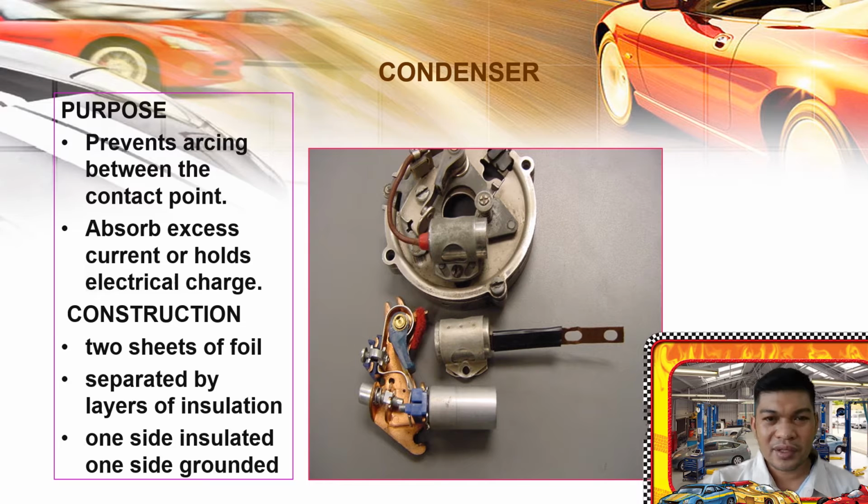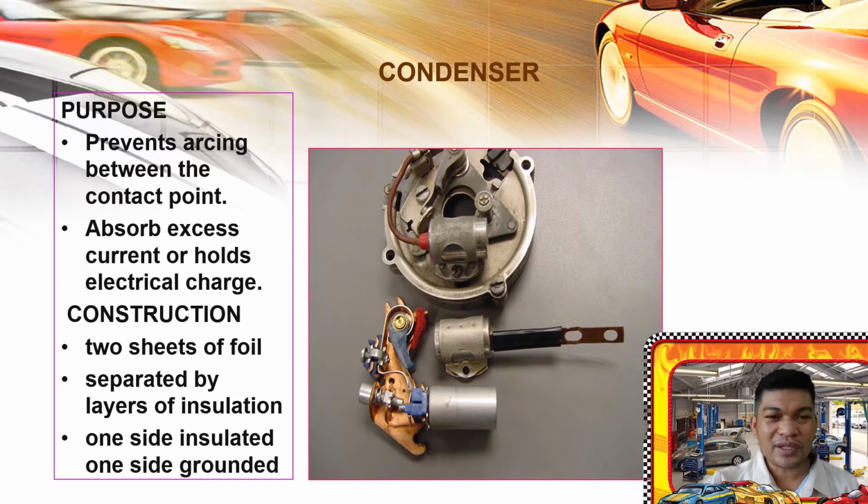The condenser. The condenser has two purposes. First, it prevents arcing between the two contact points, which are the positive point, the movable one, and the negative point, which is the stationary point. Arcing means burning of the two points. Second, it absorbs excess current or holds electrical charge.